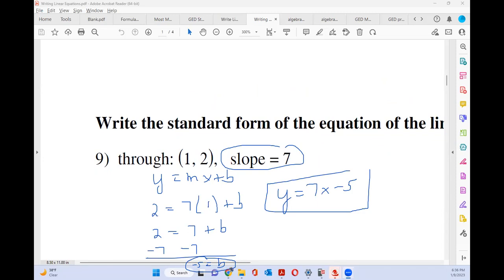Now, you can decide which one is easier for you, but this is two steps. Plugging in your x and y and your m, then getting b by itself.